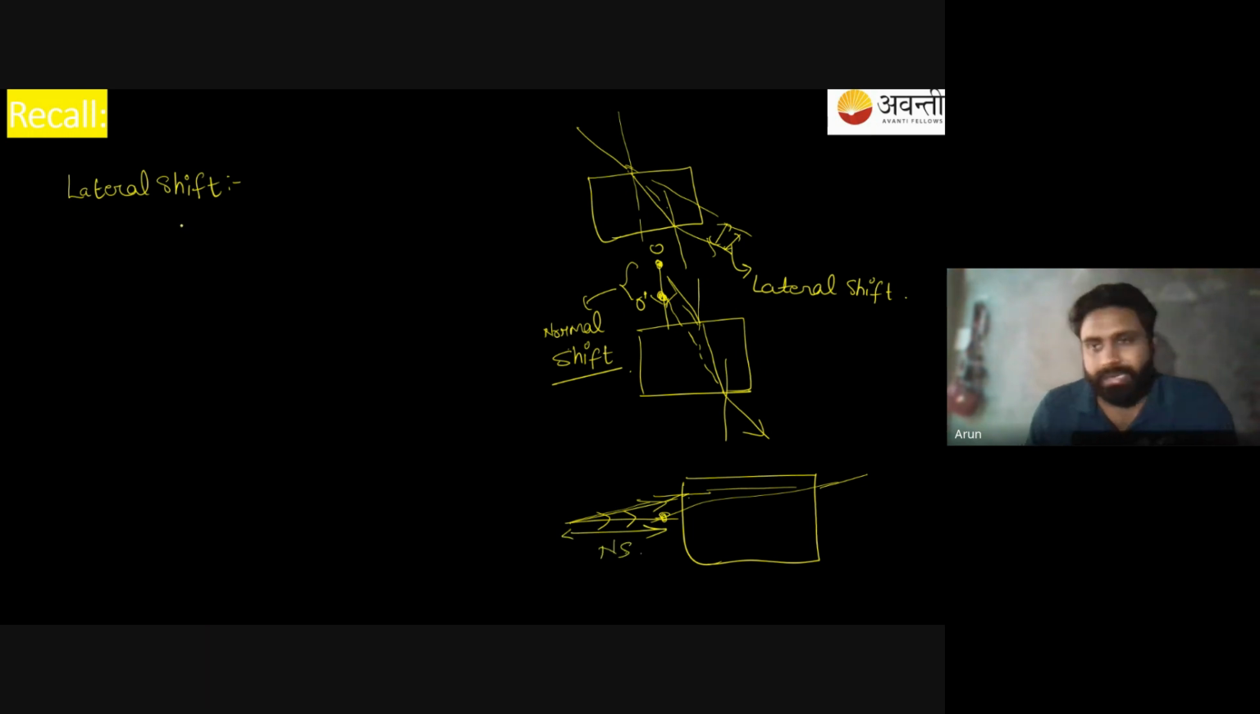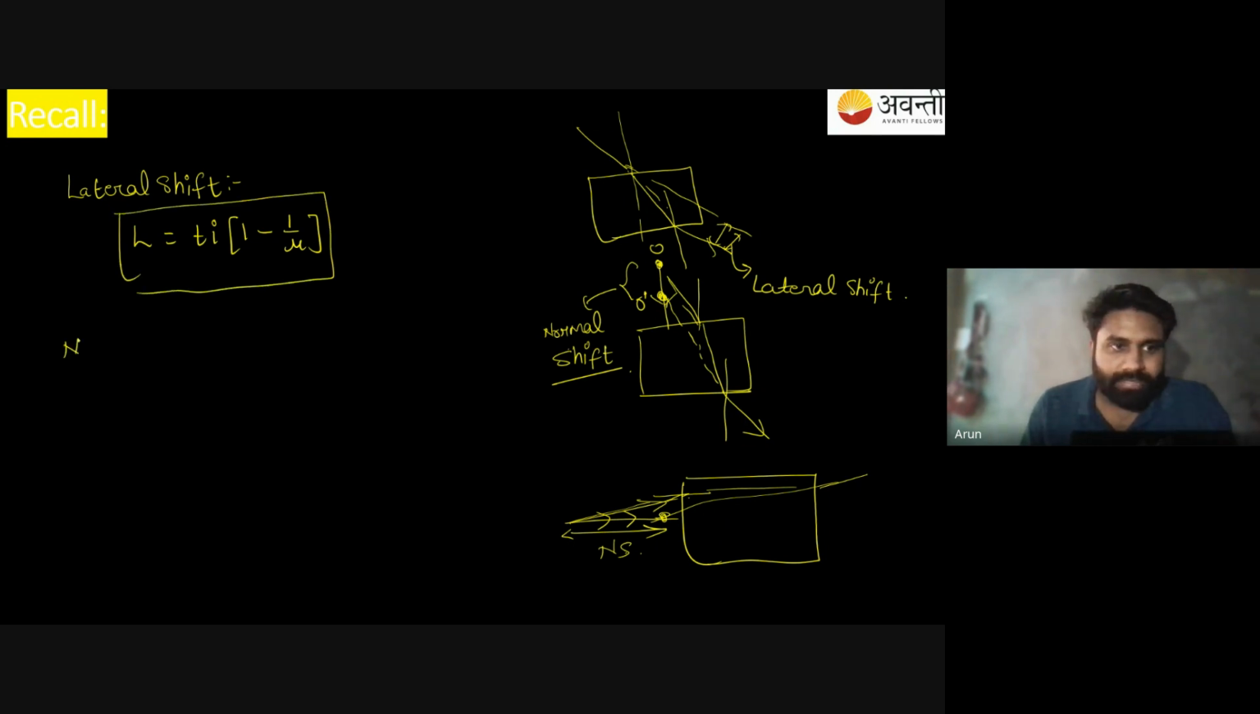So for the lateral shift, we have learned the formula. Lateral shift L is equal to t times 1 minus 1 upon mu, where mu is the refractive index of the material in which this shift is taking place. And what is the formula for the normal shift? Has anyone learned this formula? Normal shift is equal to the thickness of the glass slab times 1 minus 1 upon mu.